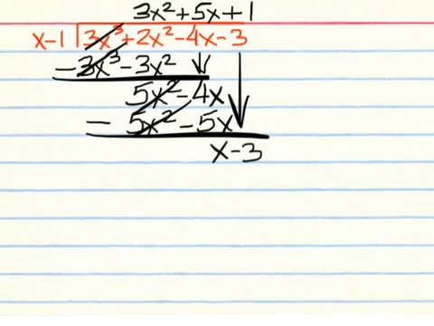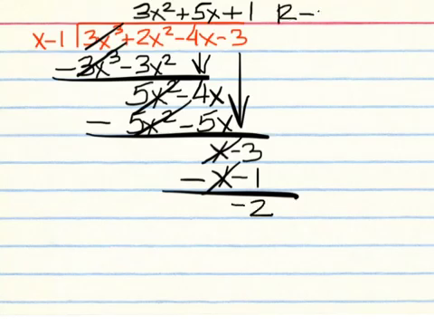So now distribute the 1 to the x minus 1 expression. And that would just be x minus 1. Subtract, and these cancel out. You're left with negative 3 minus a negative 1. That would be a negative 2. And simply put r negative 2 beside your answer at the top.